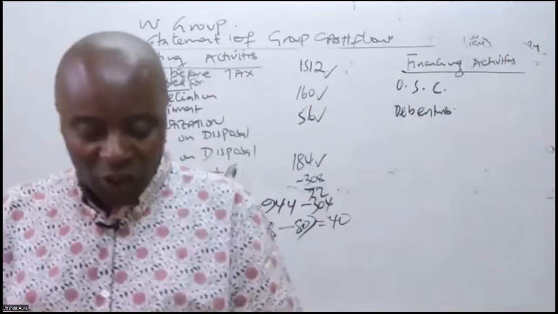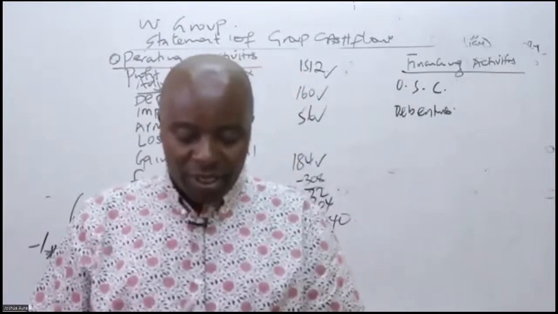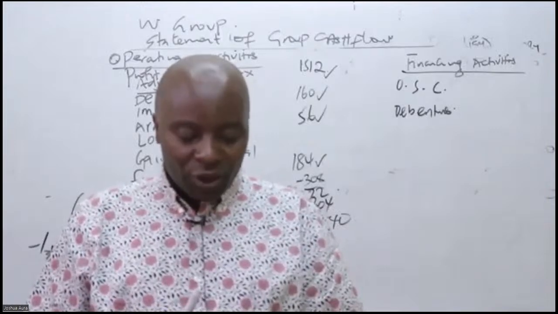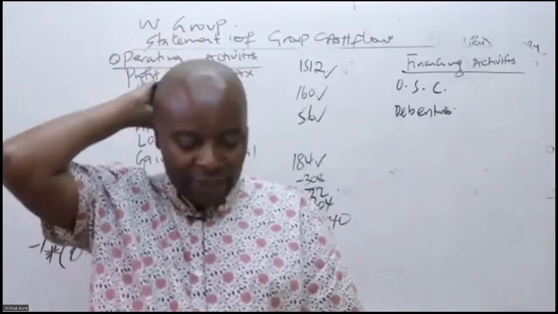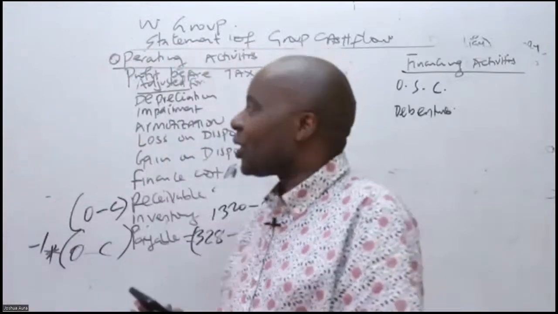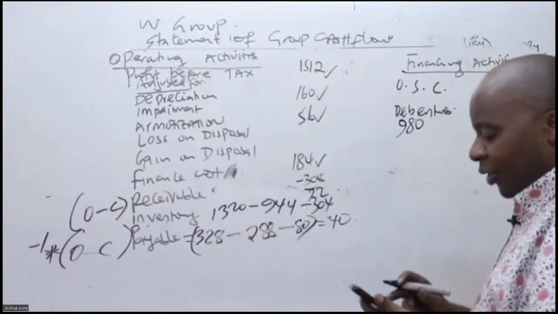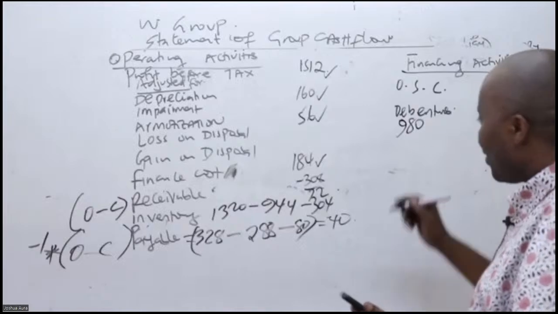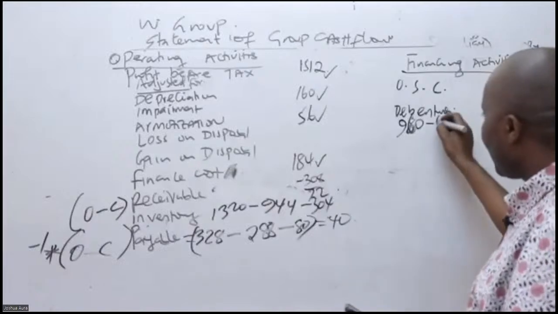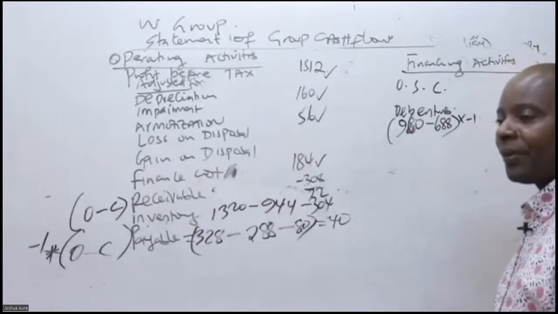Now, ladies and gentlemen, go to the debentures. What do we have there for the debentures? In the balance sheet, I can see long-term loans. The opening balance is 960, the closing balance is 688. That's very straightforward, if you can remember from your AFR. So 960 minus 688, and because it's a liability, multiply this by -1.